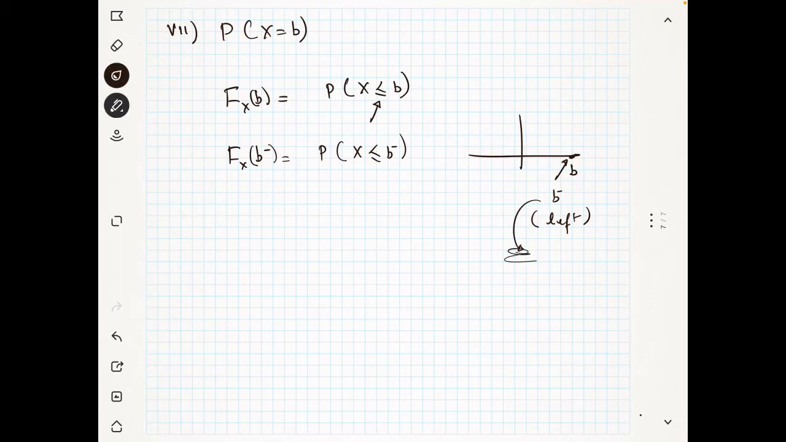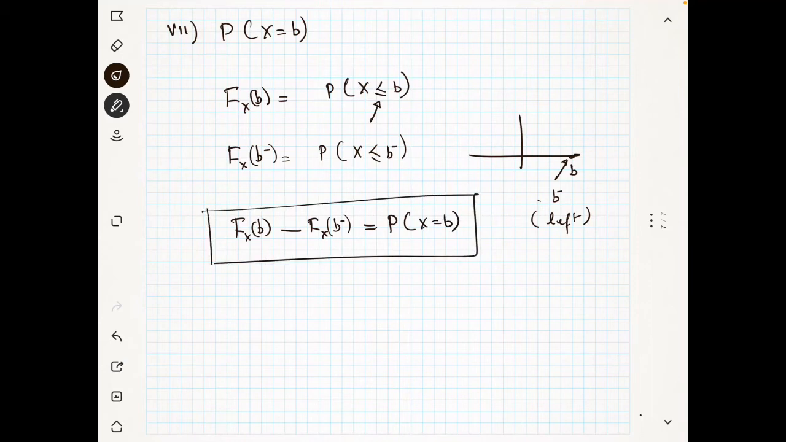Anyway, I'm not going to use those technical definitions, so as not to confuse you. If you take F_X(b) and remove F_X(b minus), because b minus includes all the points from minus infinity to b minus, and F_X(b) means all the points from minus infinity to b, then if you subtract these, that is F_X(b) minus F_X(b minus), you will get the probability that x is equal to b. This is how you can find this probability.